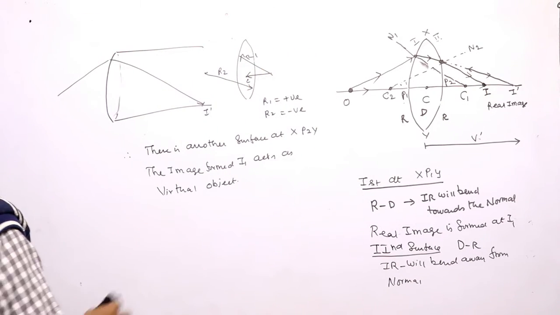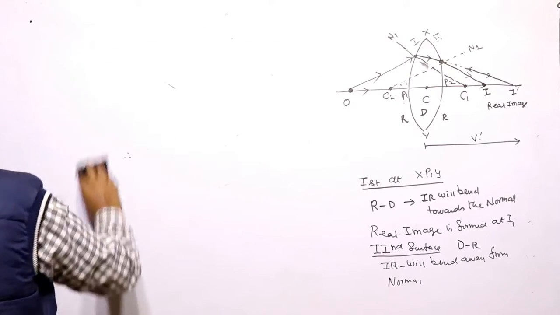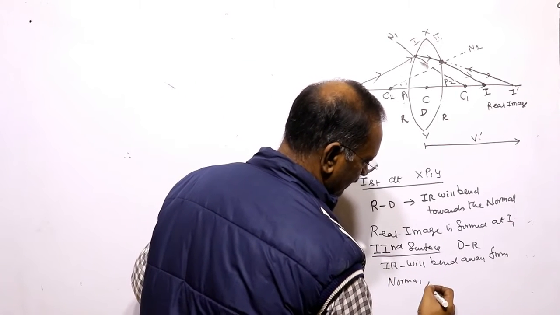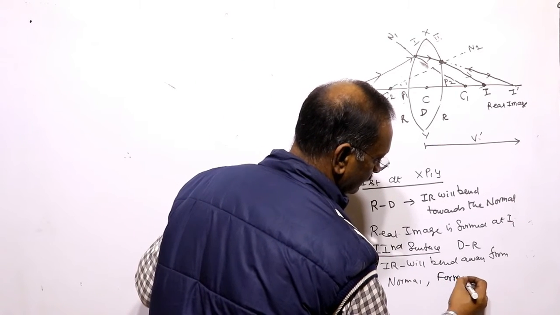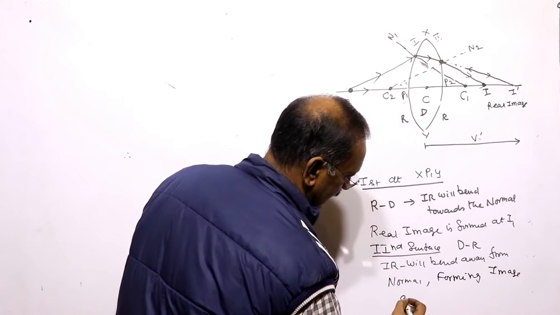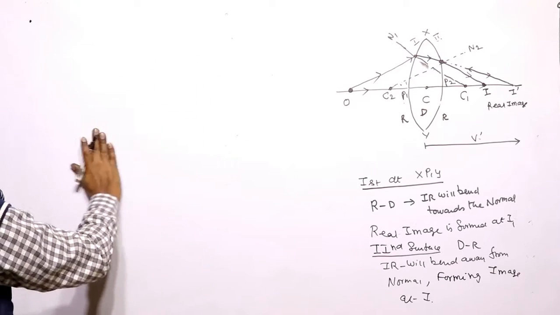So we have to take consideration of two things: one is the normal, and the bending away from the normal, forming the image at I.